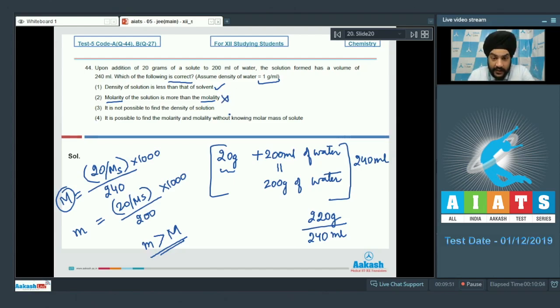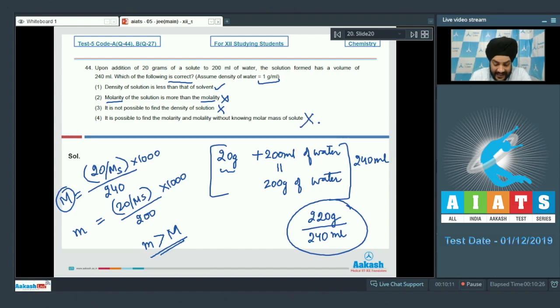If we talk about the third option now, it is not possible to find the density of the solution. This is not correct, students. We can clearly see that the density came out to be 220 by 240. If we talk about the fourth statement now, it is possible to find the molarity and the molality without knowing the molar mass of the solute. This is also not correct, students.